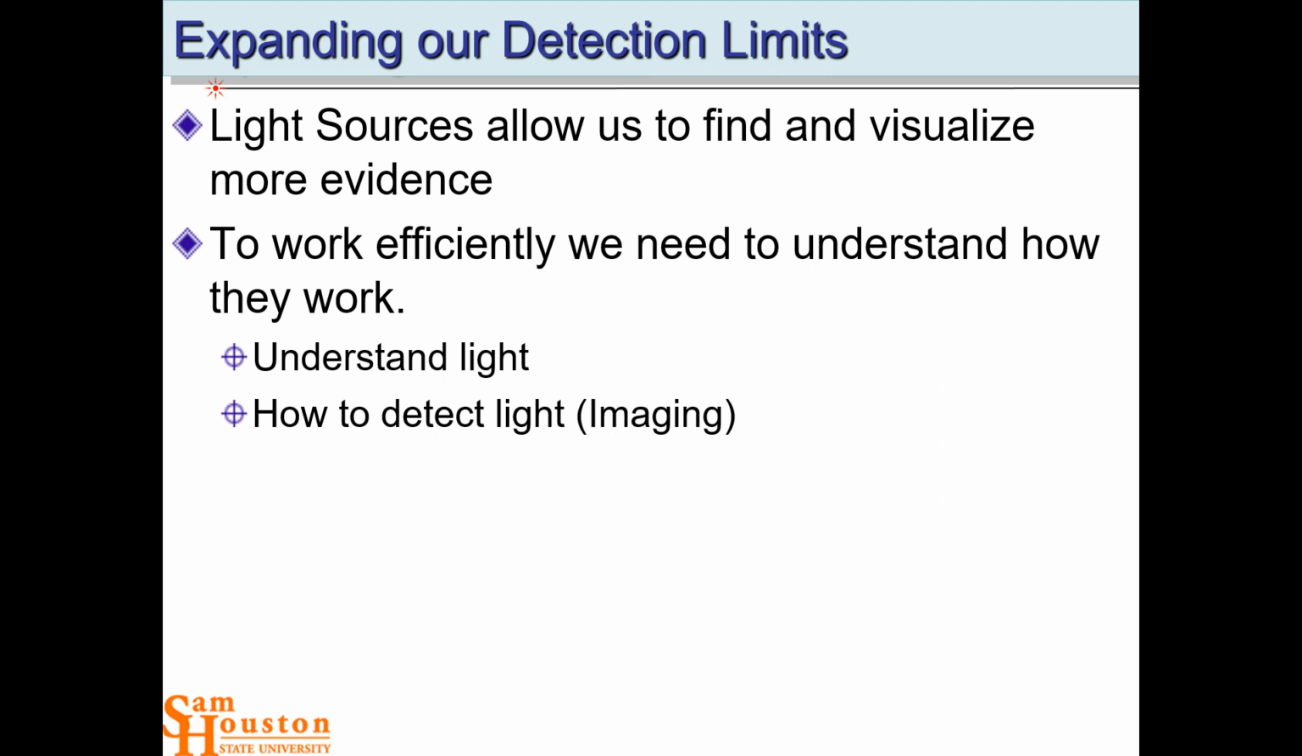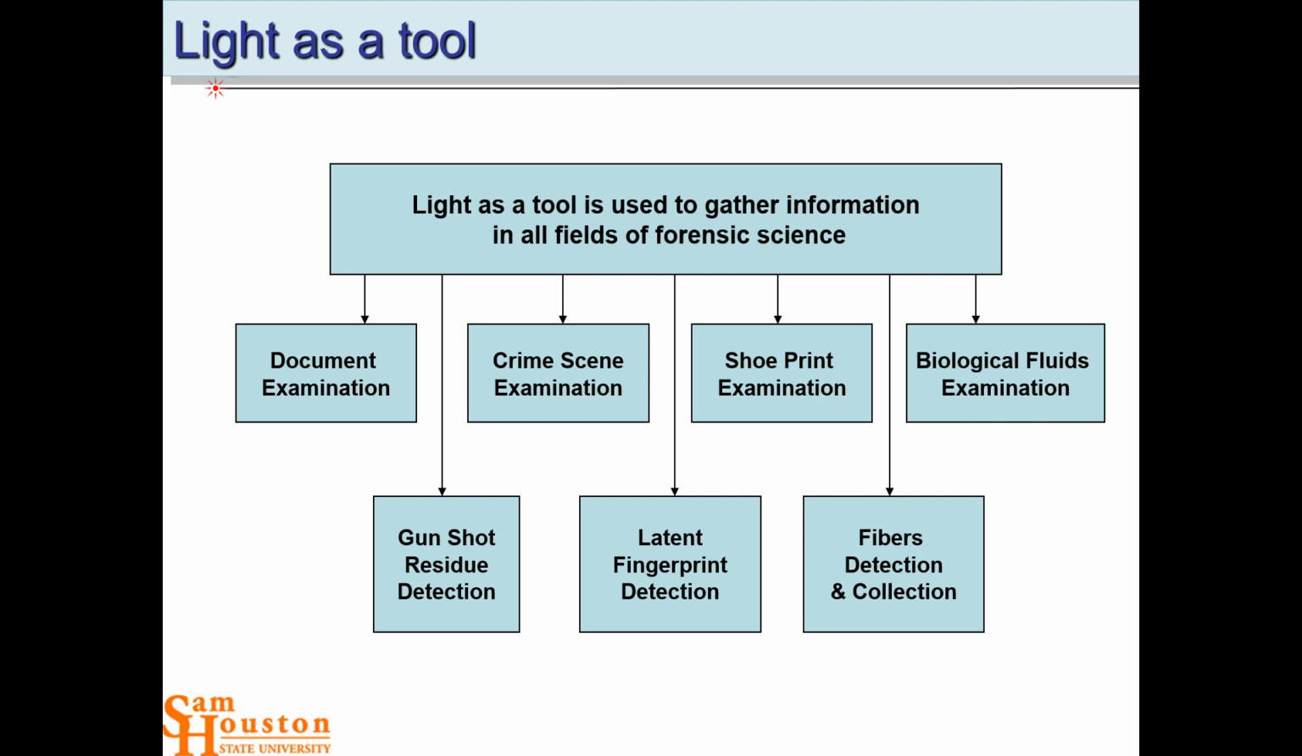To work efficiently, we need to know how they work. And so let's understand light, and let's understand filters. Let's understand fluorescence and detectors. And so let's look at these different tools. These lights are used in all these different kinds of analyses, even shoe prints and biological fluids. This is probably the number one, finding biological fluids. In fact, that's the selling point on the Amazon page.